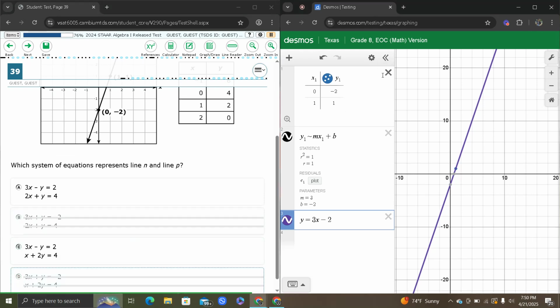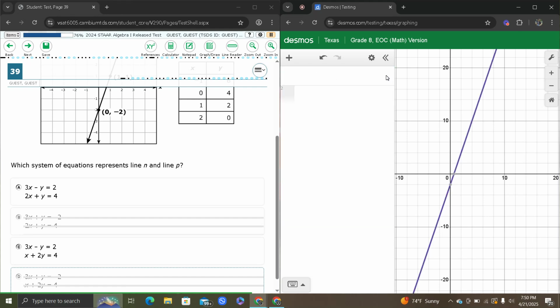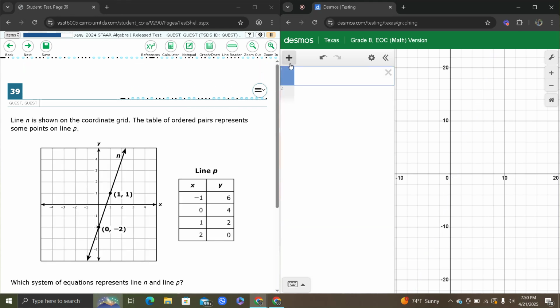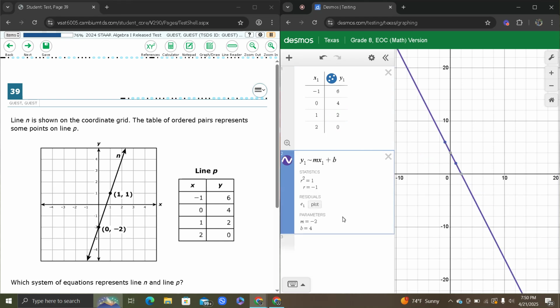Okay? So now all you have to do is type in the second line into Desmos and see what the linear equation is for that one. So you're going to get negative 1, 0, 1, 2 as your x, and 6, 4, 2, 0 as your y. Now we get to y1 is equal to mx1 plus b. So you're going to get y is equal to negative 2x plus 4.